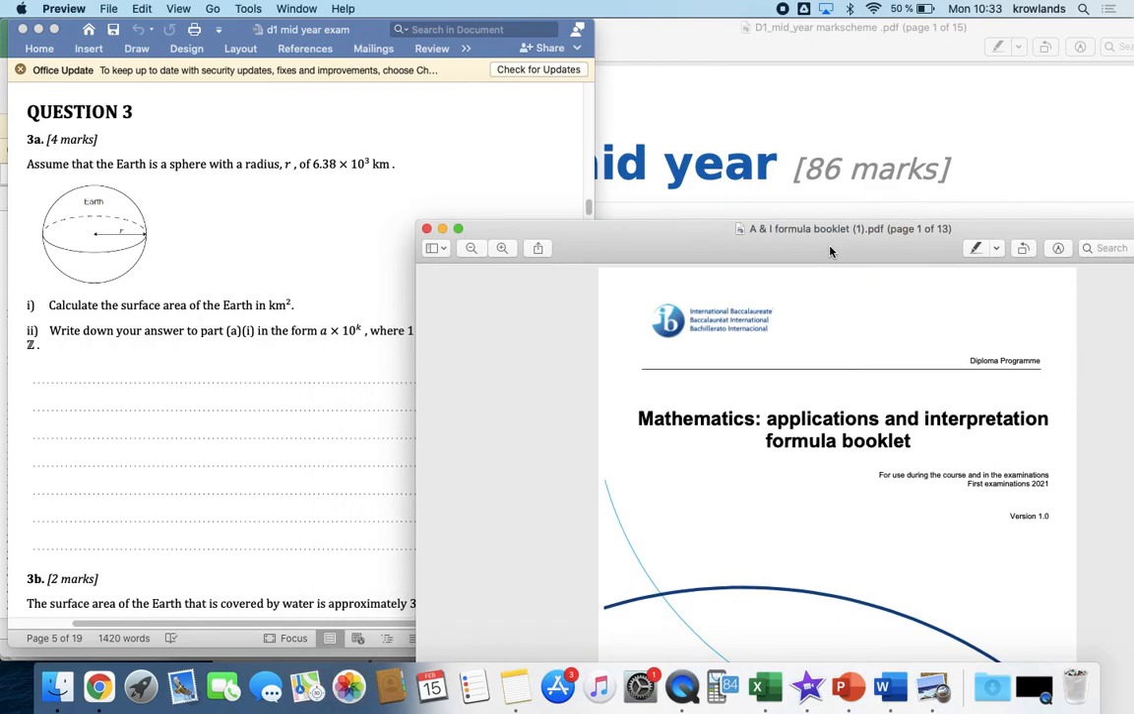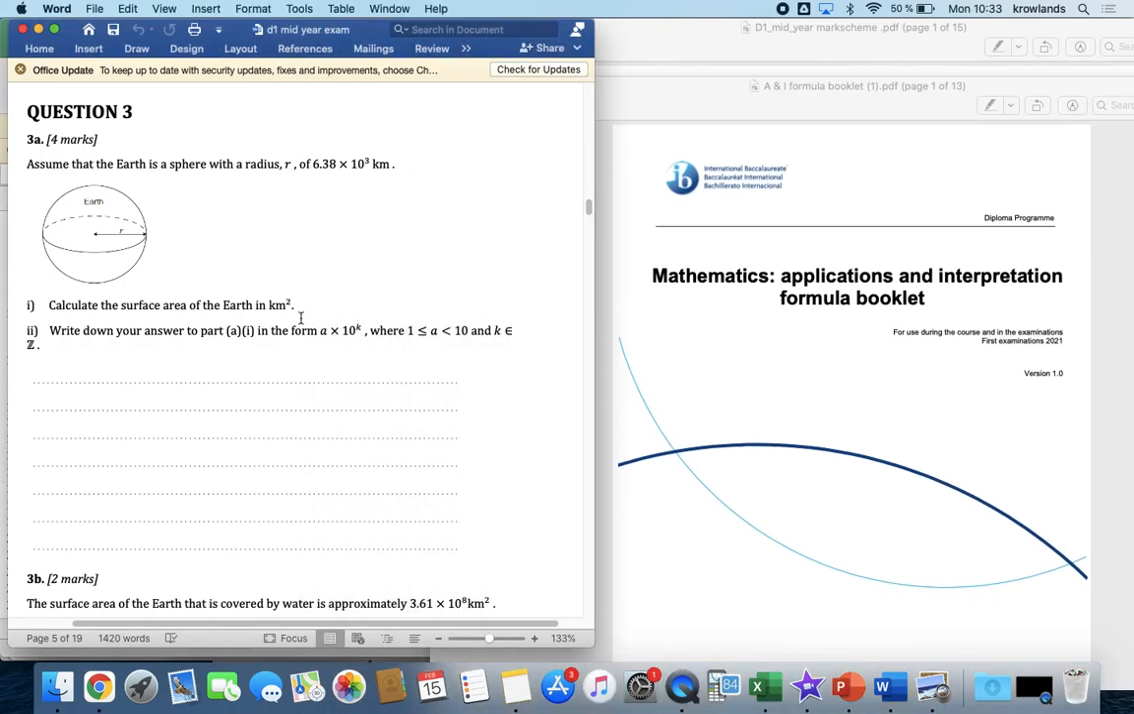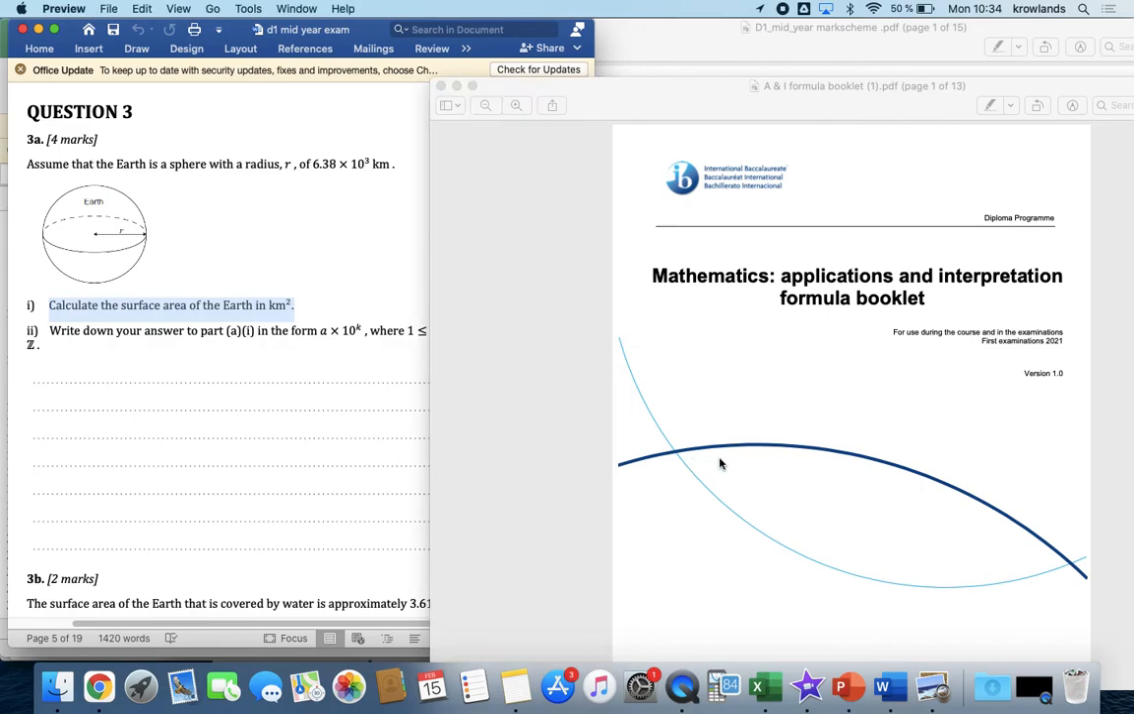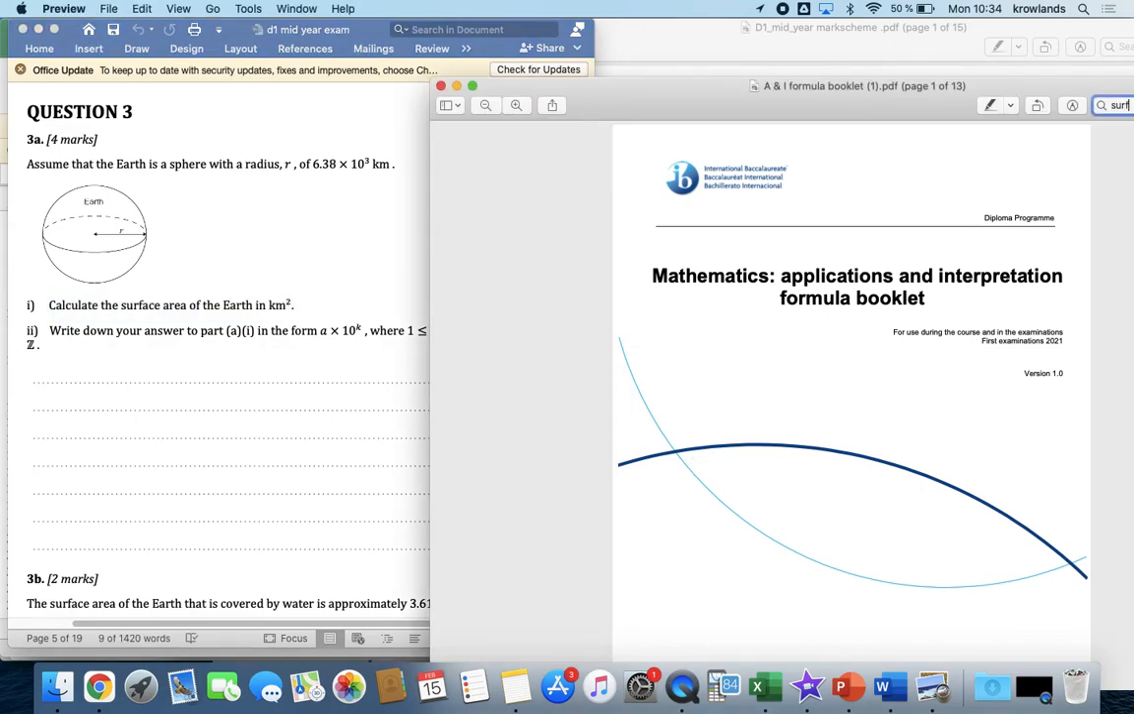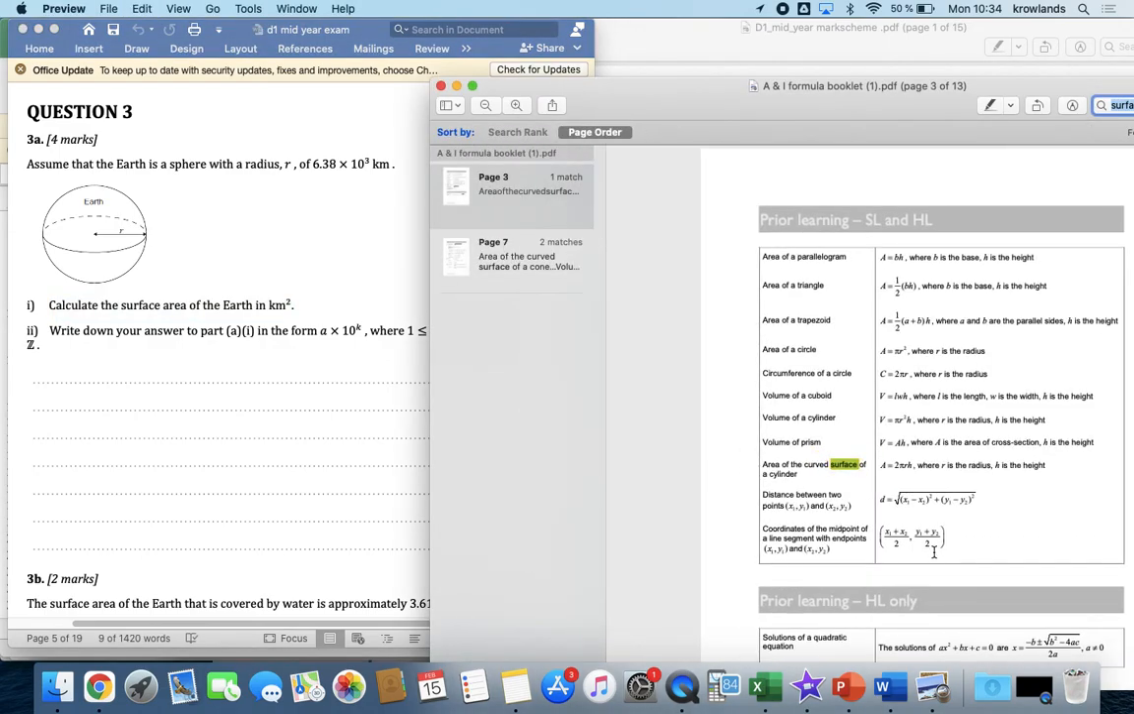We're going to start on question 3. Now the question 3 is asking us to calculate the surface area. I was a little bit disappointed about how some of you answered this question. What you need to do is to find the surface area of a sphere.